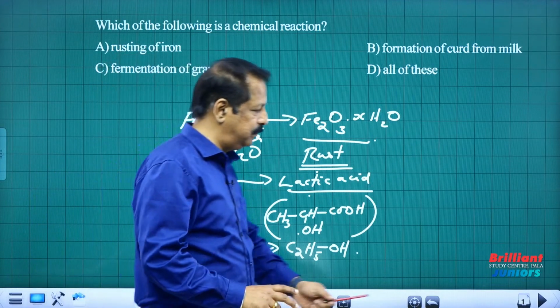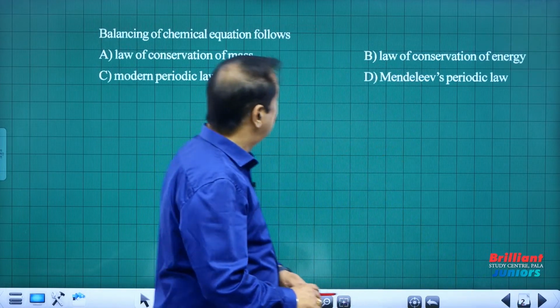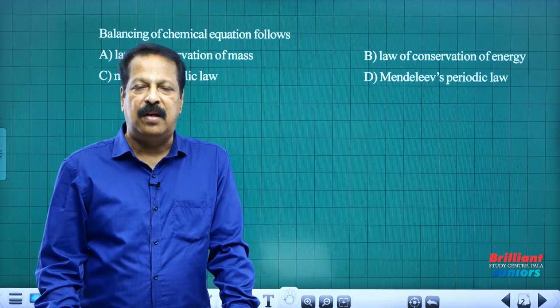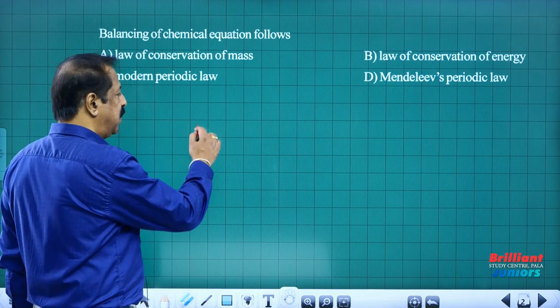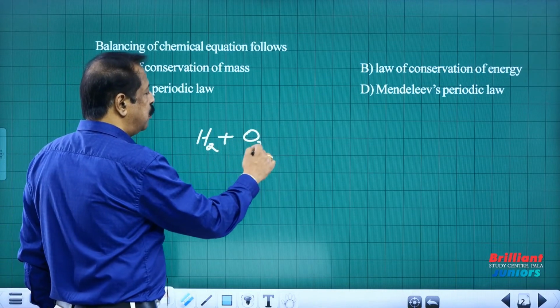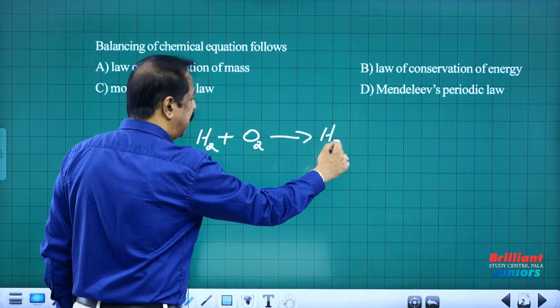Okay? And the next one is balancing chemical equations. Balancing chemical equation. We'll see hydrogen. I will give you an example. Hydrogen combines with oxygen to give water.